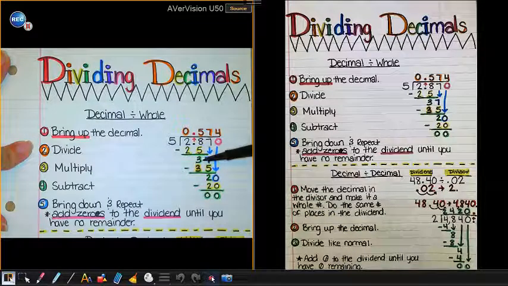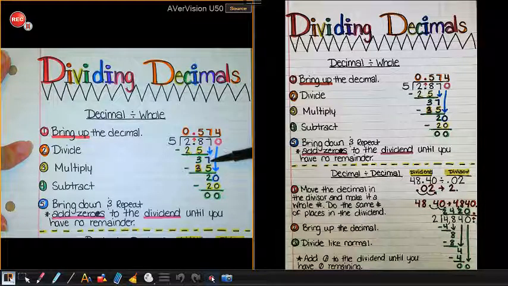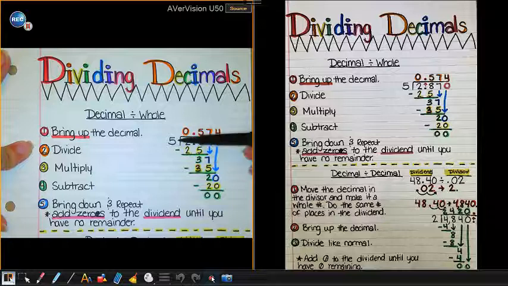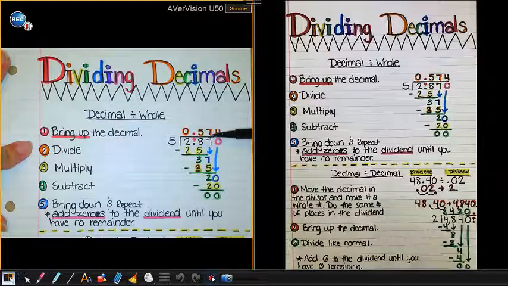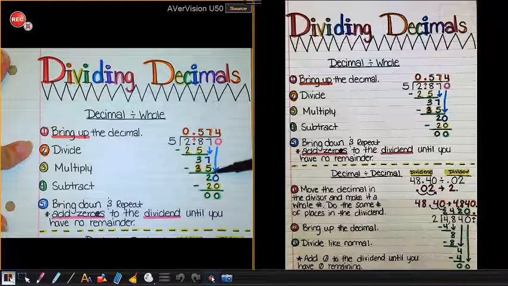So my last step is bring down and repeat the process. I brought down my 7. And now how many times does 5 go into 37? 7 whole times. So multiply again. 5 times 7 is 35. Then we can subtract, and that leaves us with 2.